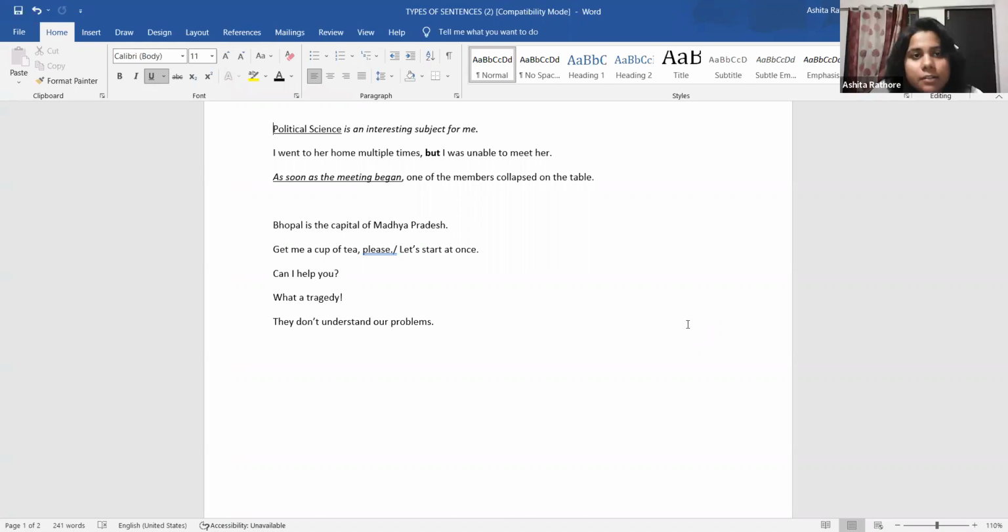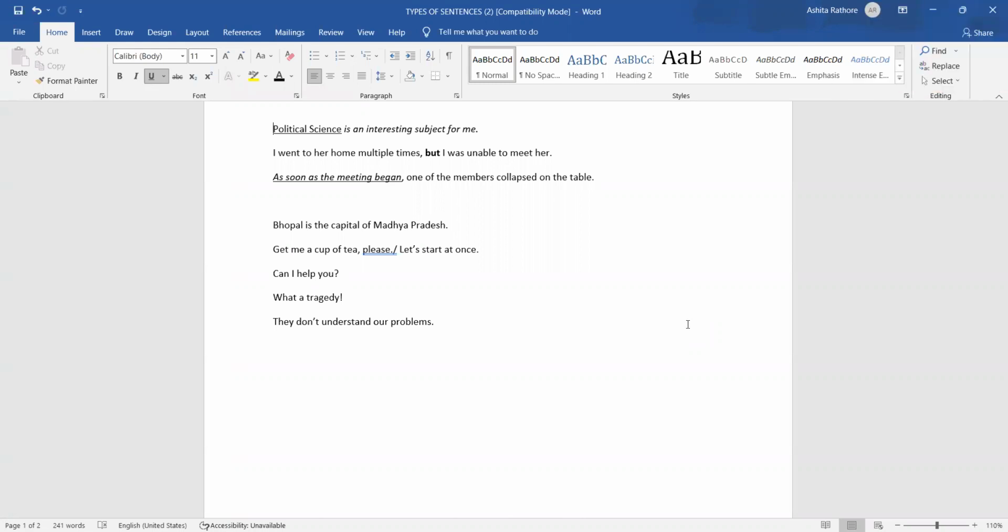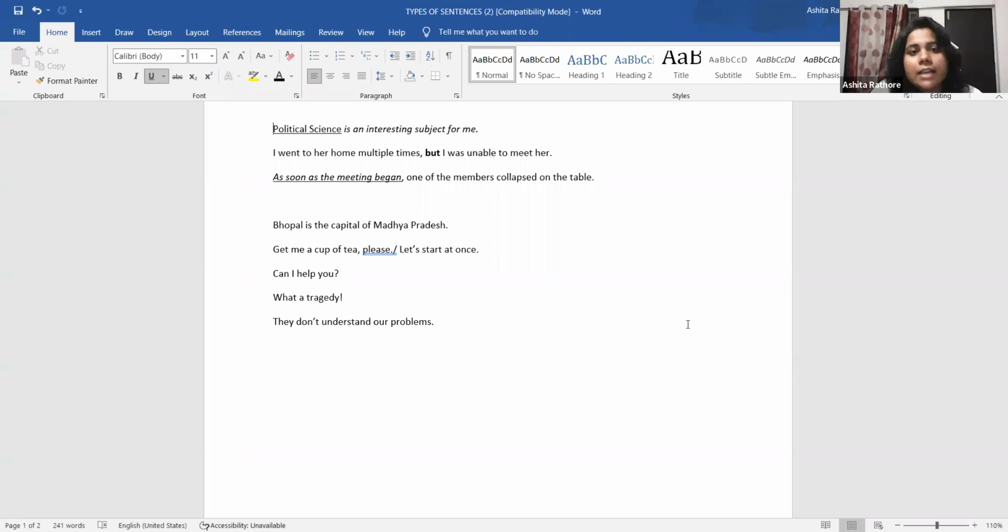So, first is a simple sentence, as Astitva and Sanskriti can see. Political science is an interesting subject for me. You have one subject and the rest of it is a predicate. Next is a complex sentence. What is a complex sentence? It is going to have two or more main clauses joined together. For example, I went to her multiple times and I was unable to meet her. These are two independent clauses that came together in the same sentence.